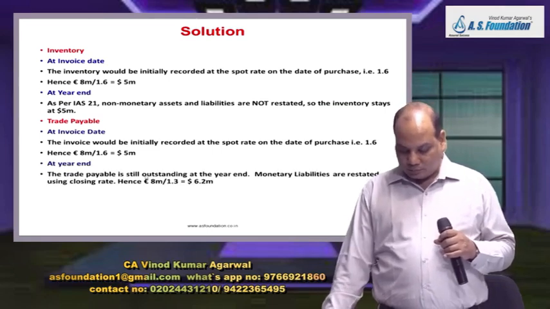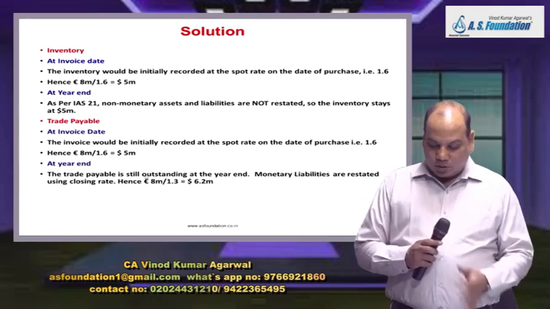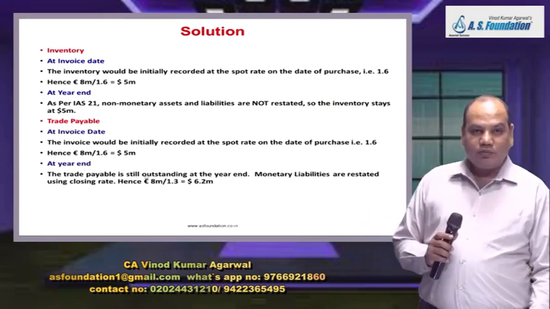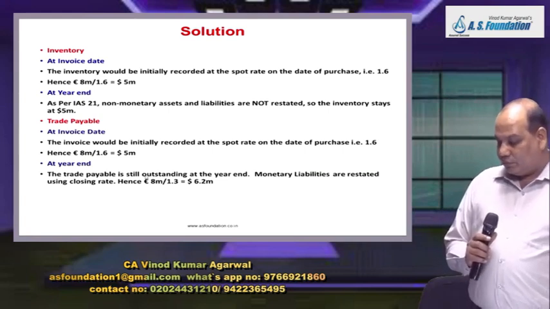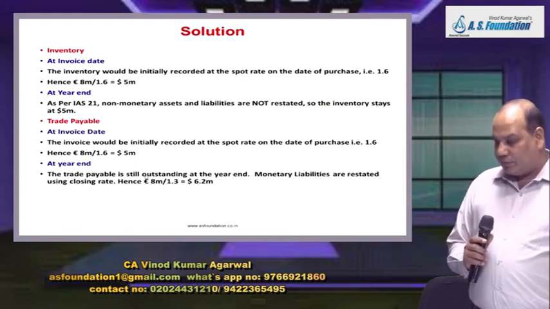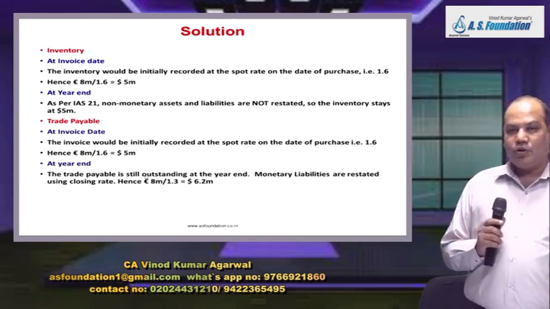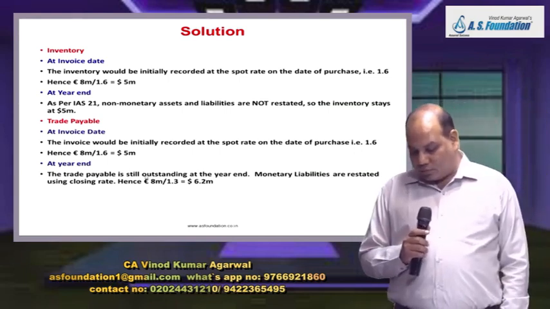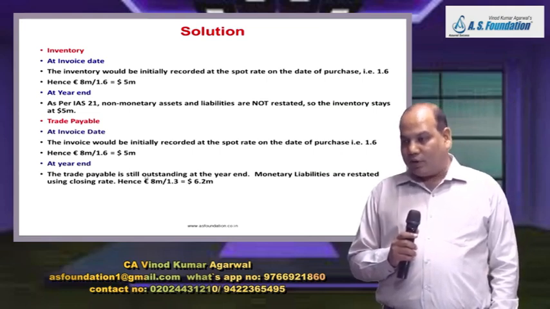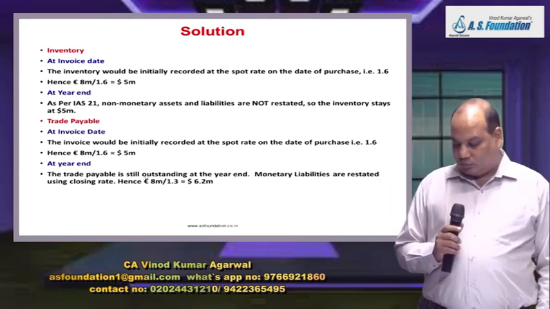At year end, trade payable is still outstanding. Monetary liabilities are restated using closing rate. Hence, euro 8 million by 1.3 is $6.2 million.